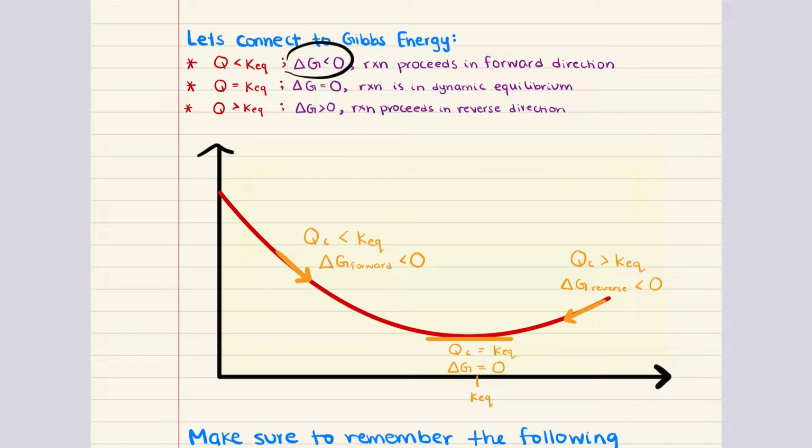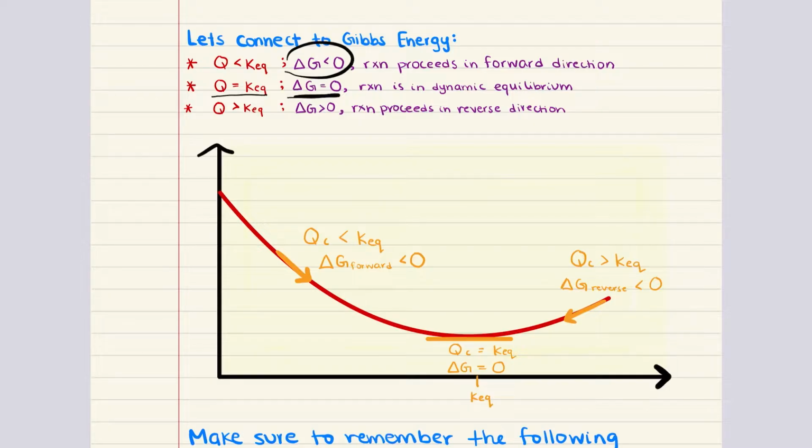Now, when Q equals K, what does that mean for our Gibbs free energy? That means our change in Gibbs free energy is going to be equal to 0. Now, this indicates a state of dynamic equilibrium where the forward and reverse reaction rates are equal. That means there's no net change in the concentration of reactants and products.